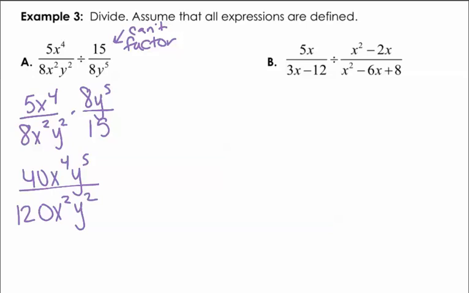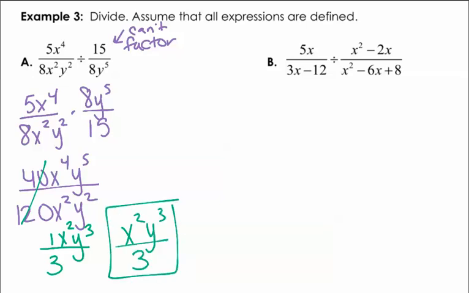Go ahead and finish that off by simplifying your fraction. 40 over 120 is going to simplify to 1/3. Then x to the 4th over x squared will become x squared, and y to the 5th over y squared will become y cubed. You can leave that 1 there if you want. You can have 1/3 next to it, or if you want to just write x squared y cubed over 3, that could be your final answer.